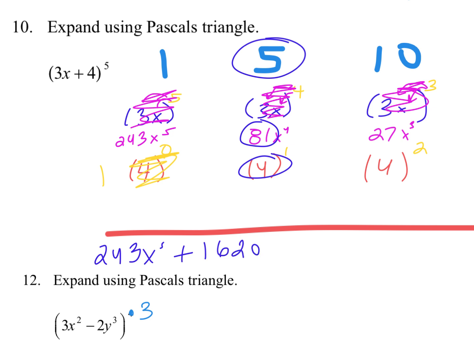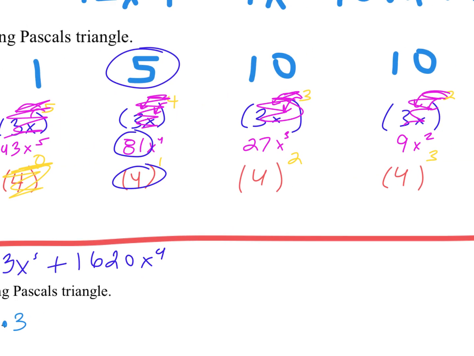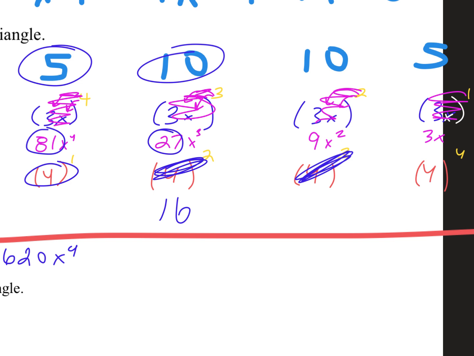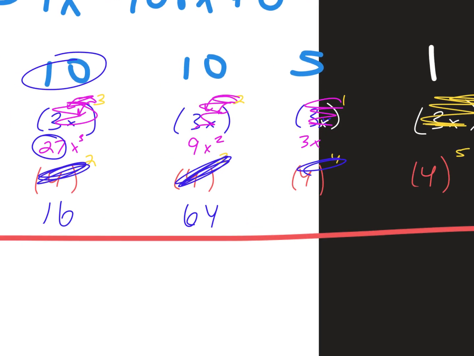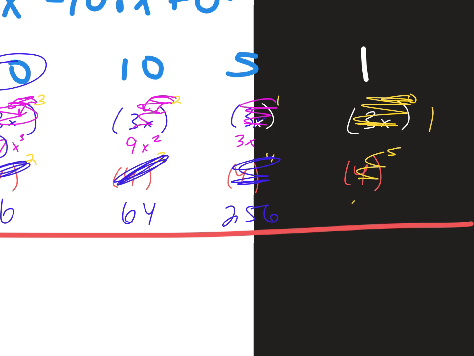1,620, x to the what? 4th, perfect. So now 10 times 27. Oh, I didn't do this down here, did I? Sorry. 4 squared is 16. What's 4 cubed? 64. What's 4 to the 4th power? 256. What's 4 to the 5th power? 1024, yep. Sorry, I forgot to do that part.